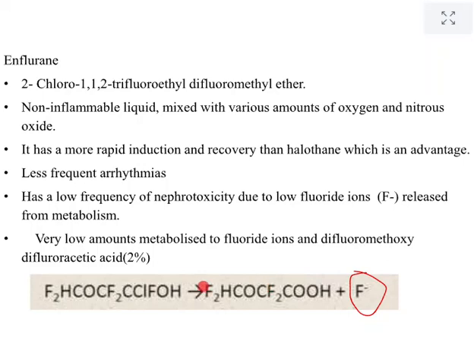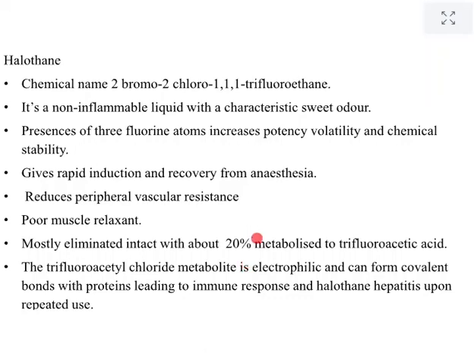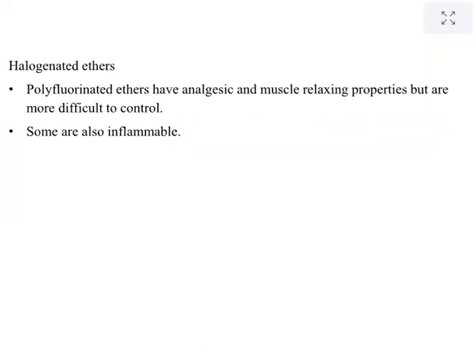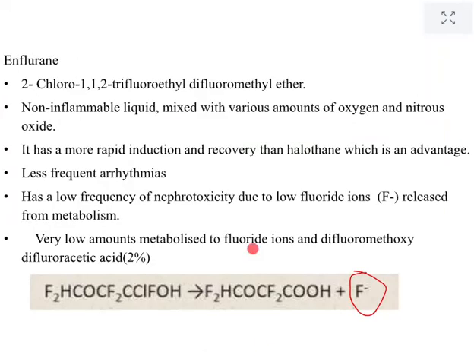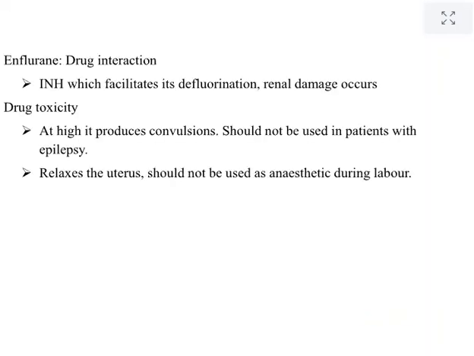Remember, for the metabolism of halothane, I think we said 20%, if I'm not wrong. Yes, we said 20%. So you can see this one, the metabolism is only 2%. So very little of the toxic metabolite is formed, and the difluoromethoxy difluoroacetic metabolite and the fluoride ions are the ones responsible for toxicity, but they are in very low concentrations and therefore make enflurane a safe drug.